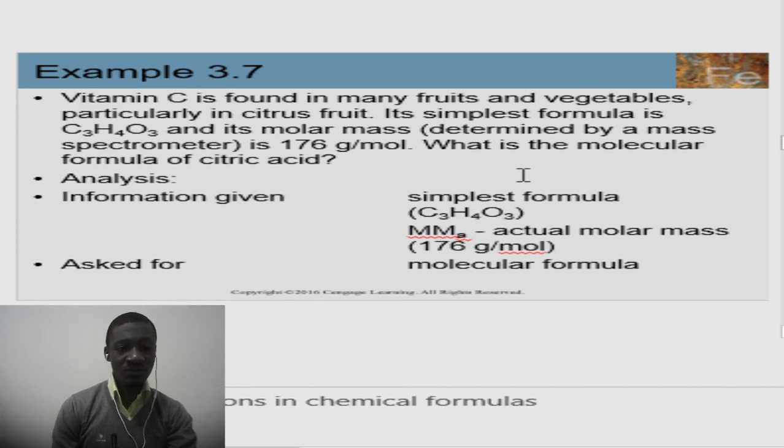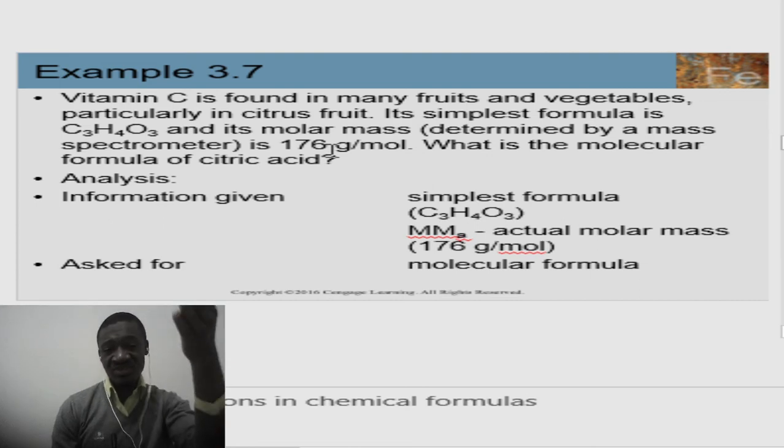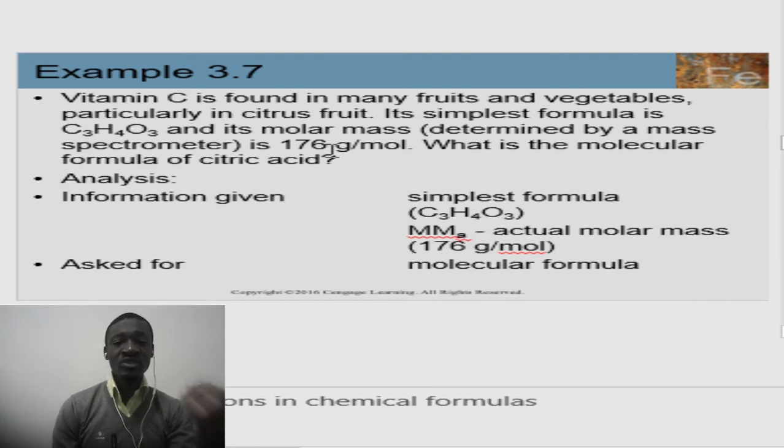So the simplest formula of the vitamin C is C6H4O3, and its molar mass, which was determined by mass spectrometer, is 176 grams per mole. So the question is, what is the molecular formula of vitamin C? So understand the question. The question gave you the simplest formula and gave you the supposed molar mass of the vitamin C that was gotten. So now you have to find what the molecular formula of the vitamin C is, because you know what the simplest formula is.